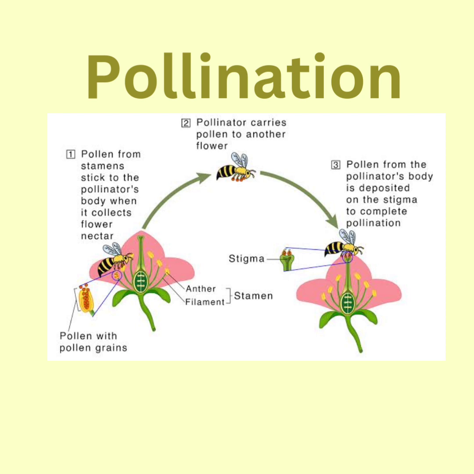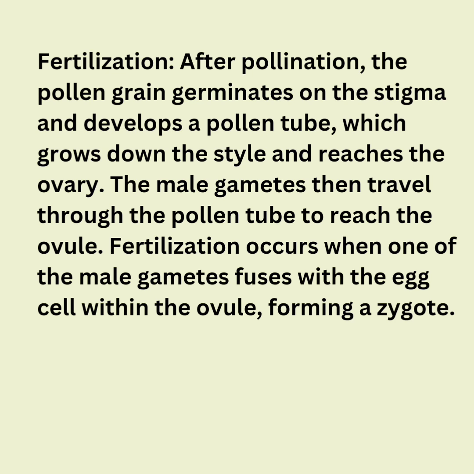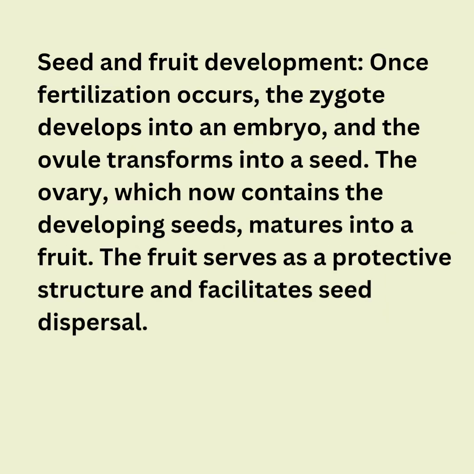Fertilization. After pollination, the pollen grain germinates on the stigma and develops a pollen tube, which grows down the style and reaches the ovary. The male gametes then travel through the pollen tube to reach the ovule. Fertilization occurs when one of the male gametes fuses with the egg cell within the ovule, forming a zygote.